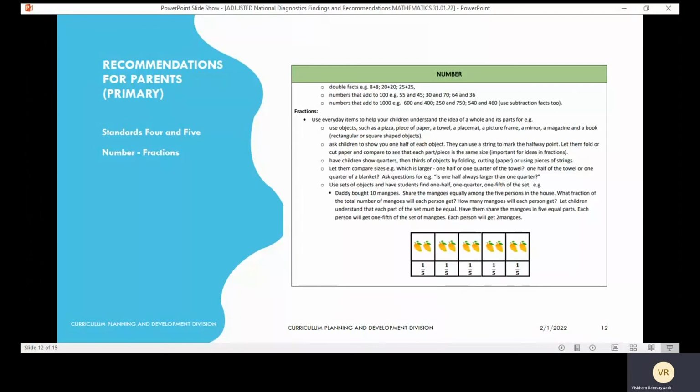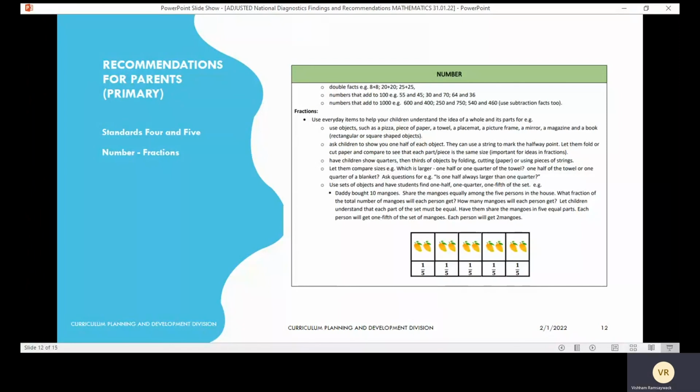Have children show quarters, then thirds of objects by folding, cutting, or using pieces of string. Let them compare sizes: which is larger, one half or one quarter of the towel, one half of the towel or one quarter of a blanket? Ask questions, for example, is one half always larger than one quarter?